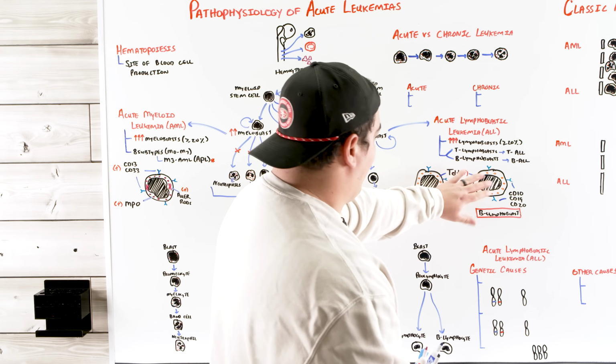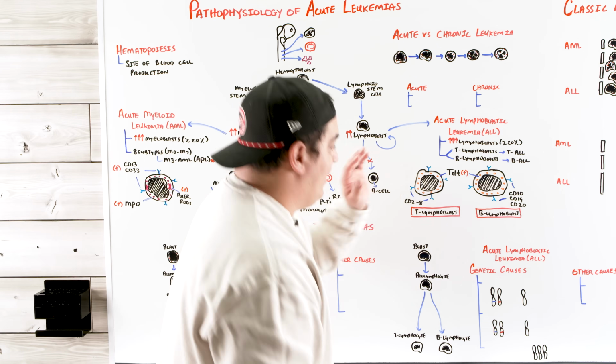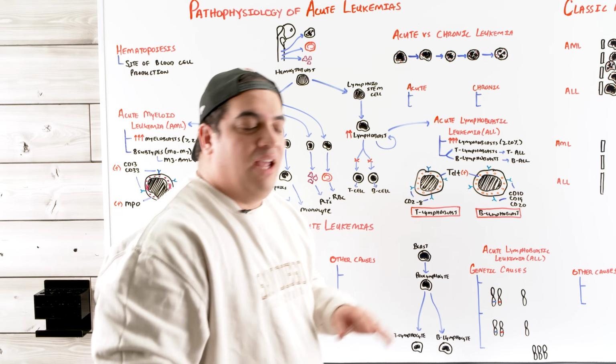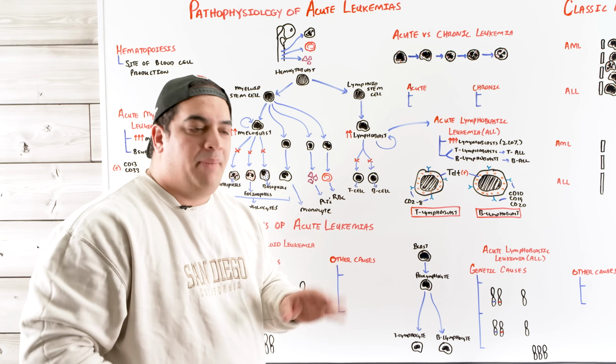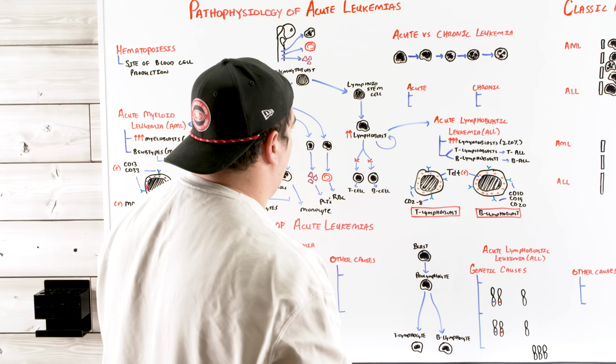So we have our identifiers: TdT, ALL, MPO, AML, CD2 to 8, T-ALL, CD10, 19, 20, B-ALL. If I asked which one is the most important AML subtype because it involves promyelocytes, you'd say APL. All right, I think we got that.